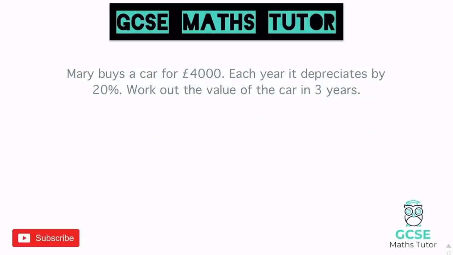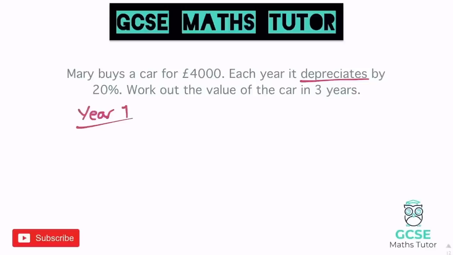So Mary buys a car for £4,000. Each year it depreciates by 20%. Work out the value of the car in 3 years. So that word depreciate means it falls in value. Now again, with depreciation, it's similar to compound interest. It falls in value, but it falls in value based on its new price. So if we do this without a calculator, we can do it both ways.